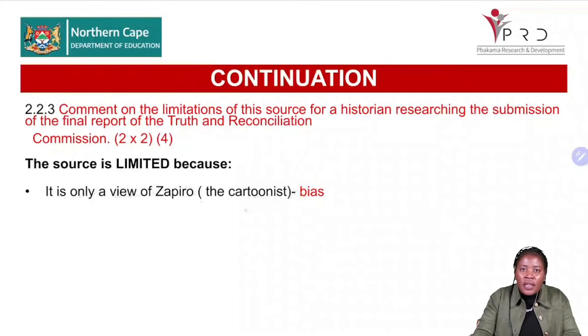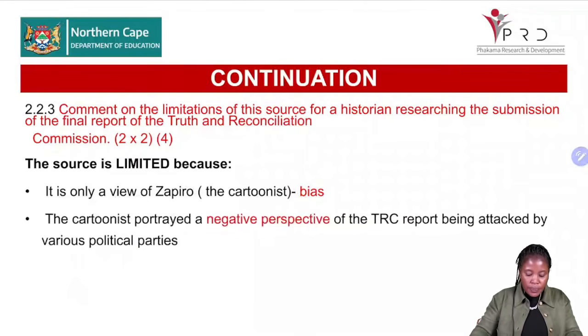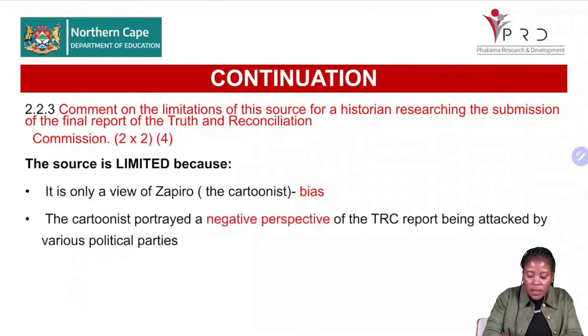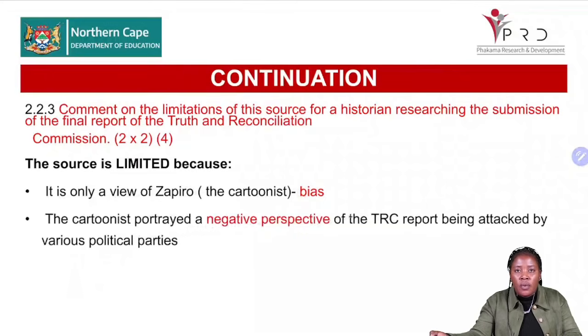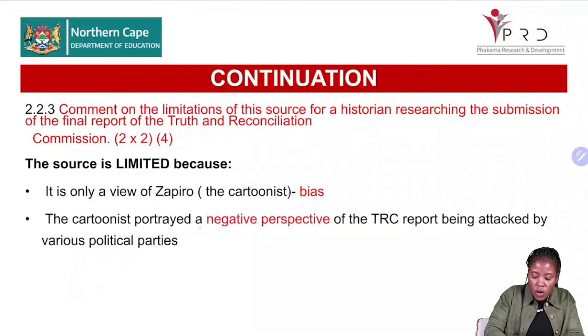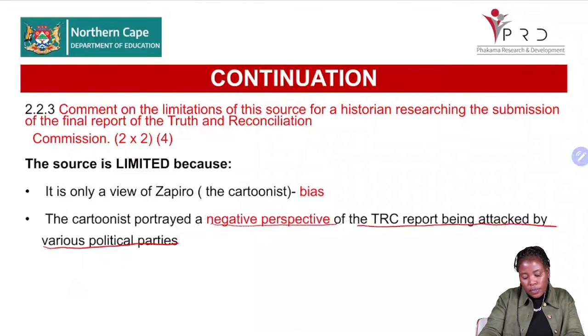Remember, a cartoonist can draw what they want you to see. They can draw a cartoon from their own perspective. So in this case, we only see the view of Zapiro, which is the cartoonist, about the submission of the TRC report. The cartoonist portrayed a negative perspective, not a positive. So it doesn't show both. It only shows a negative perspective of the TRC report being attacked by various political parties.